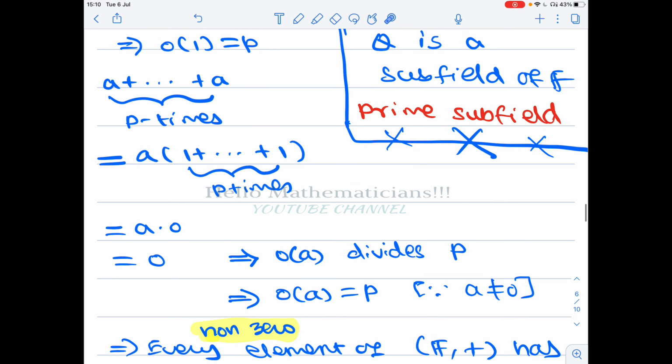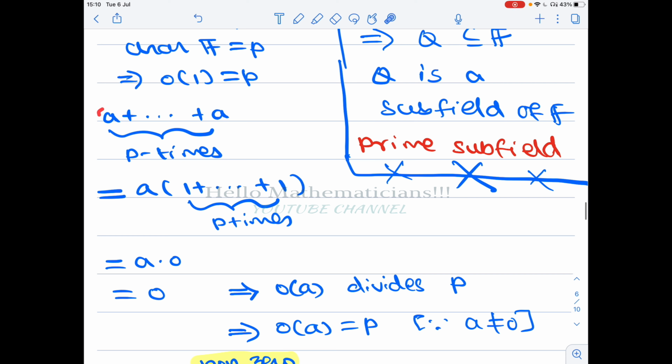But 1 plus 1 plus 1, if I add P times, you will get 0. So A times 0 is 0. So we conclude that if you add A with itself P times, you get 0. In group theory, one important result is: if A power n equals E, then it doesn't mean that the order of A is n. It just means that the order of A divides n.